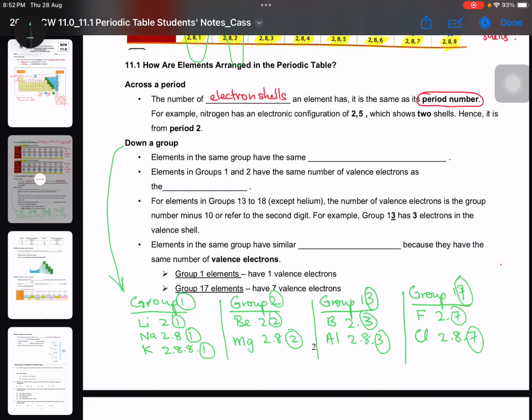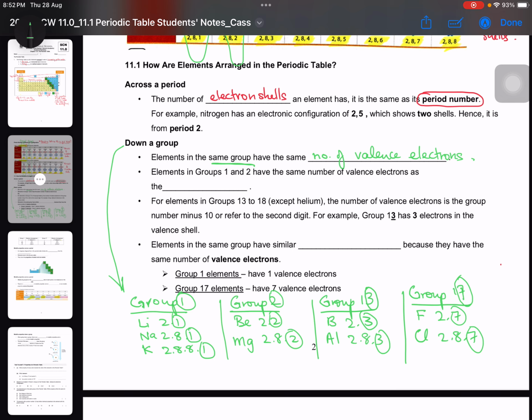So let's fill in the blanks. Elements in the same group have the same number of valence electrons. Again, what are valence electrons? Electrons in the outermost shell.